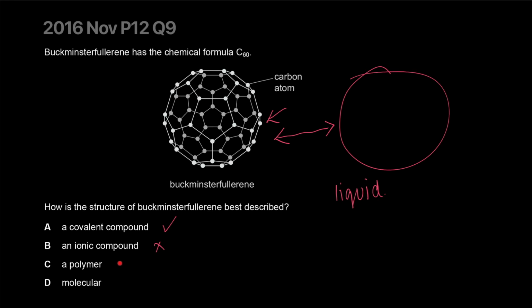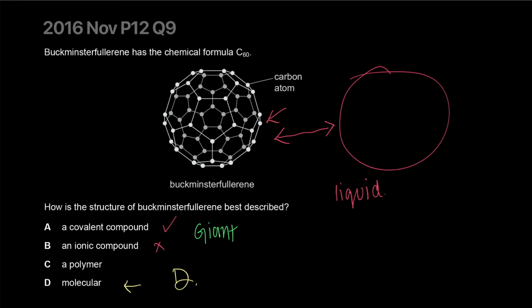A polymer? It's not a polymer. And molecular? It is a molecule. So I think between A, that could imply that it could also be giant covalent, and it's not giant covalent, right? Because it's a liquid at room temperature for one thing. So it has to be molecular. That's what they're going for.